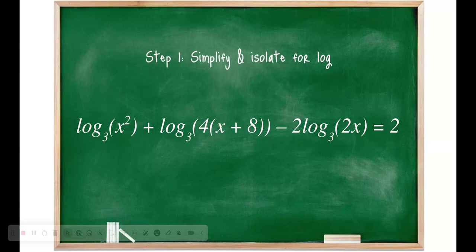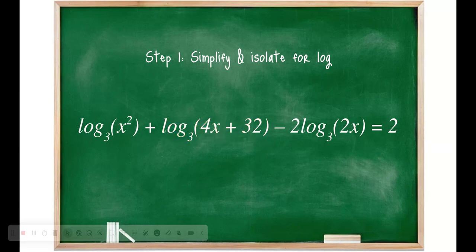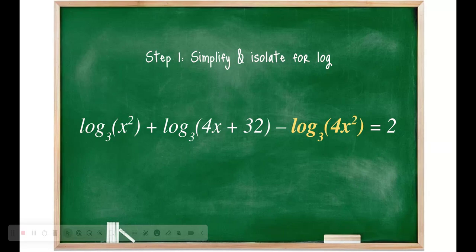So the first step is to simplify and isolate our logs. First, let's distribute the brackets in this log by following grade 5 BEDMAS. At the same time, you can see there is a coefficient with this log, so we're going to turn that into an exponent and calculate it.